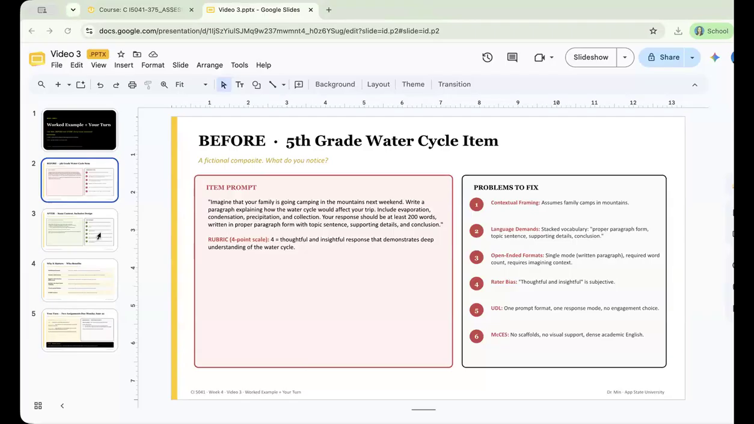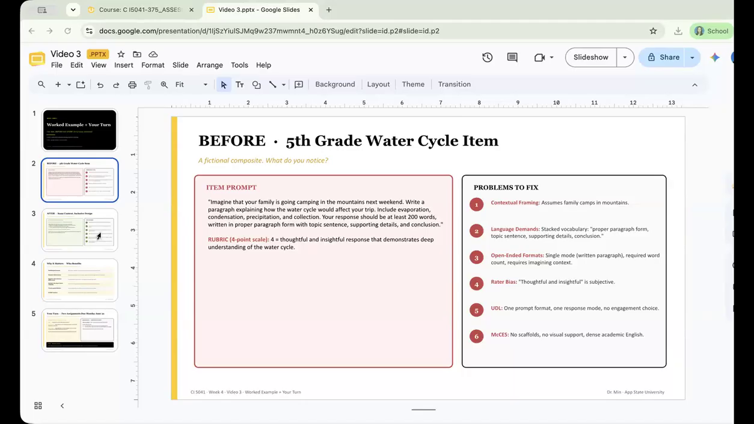Here's the before item. Read it on the screen. The item says, imagine that your family is going camping in the mountains next weekend. Write a paragraph explaining how the water cycle would affect your trip. Include evaporation, condensation, precipitation, and collection. Your response should be at least 200 words written in proper paragraph form with topic sentence, supporting details, and conclusion. And the rubric says, a 4 is a thoughtful and insightful response that demonstrates deep understanding of the water cycle.